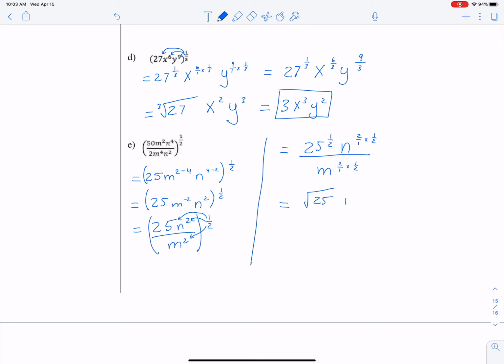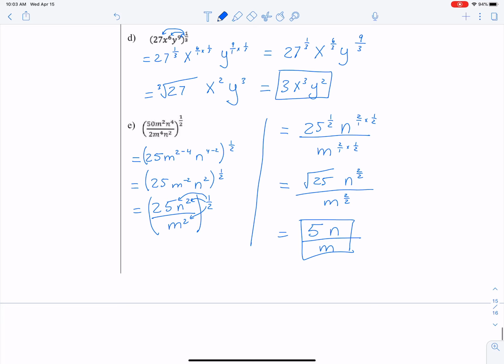Now I have n to the 2 over 2. I have m to the 2 over 2. So I can further simplify that. I can find the square root of 25. That gives me 5. Here, this 2 divided by 2 becomes just 1. So if we have an exponent of 1, we don't need to write the exponent. So we just get an n. The same thing happens on the bottom. We just get an m. So this is our final answer.